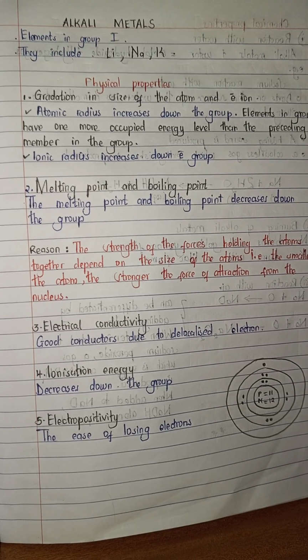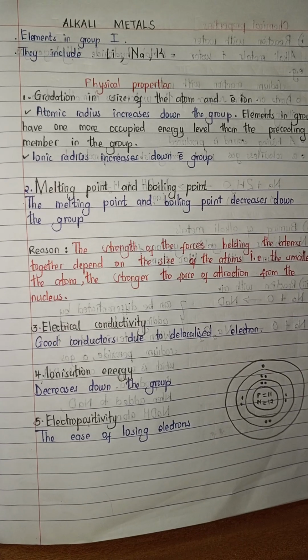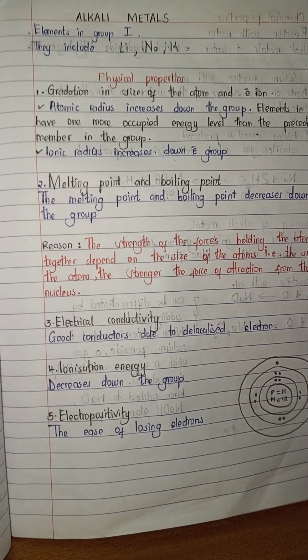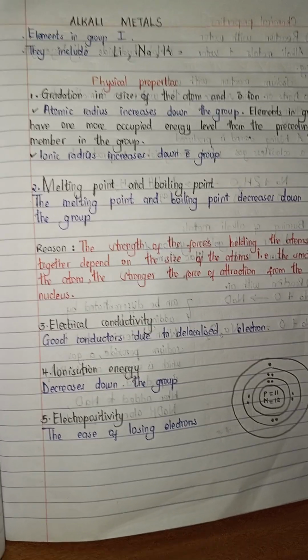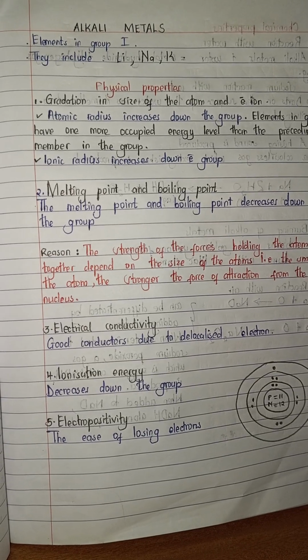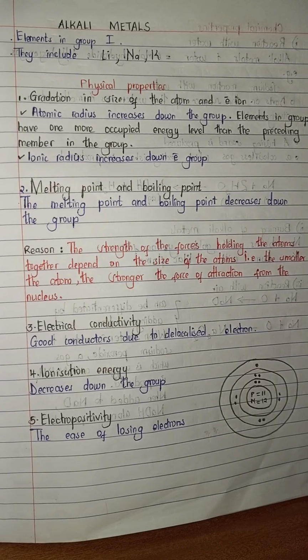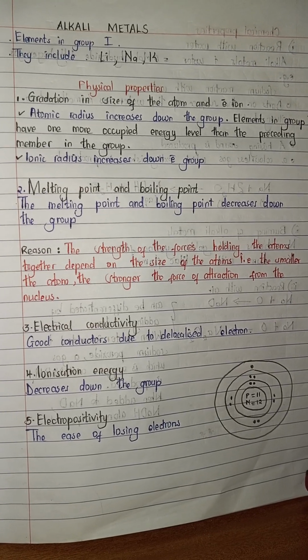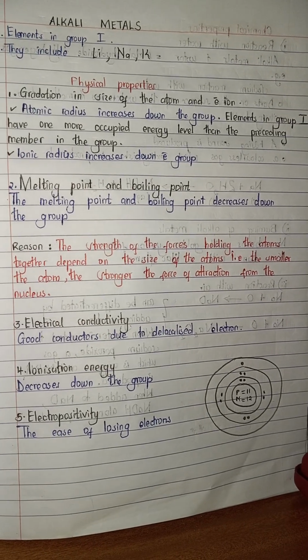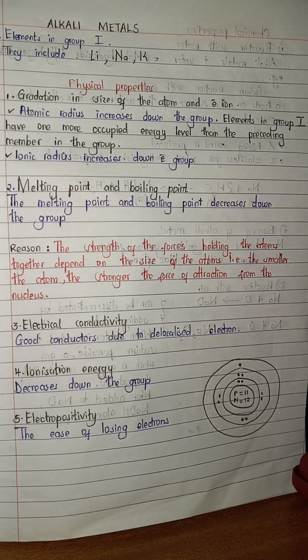As promised, we're going to learn about alkali metals in detail. Alkali metals are simply elements in group 1. They include lithium, sodium, and potassium. And here we're going to learn about the physical and the chemical properties of alkali metals.